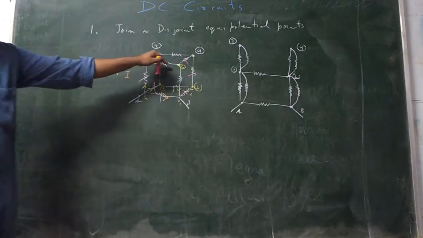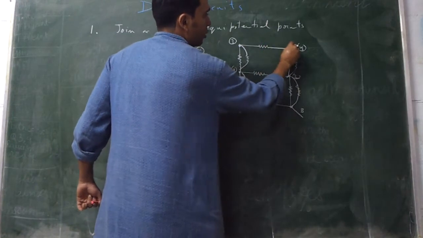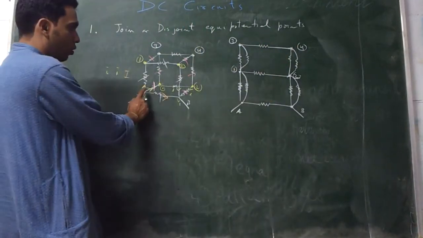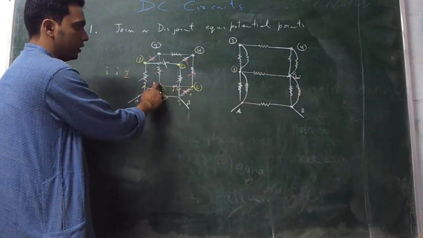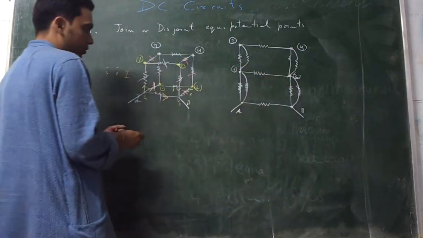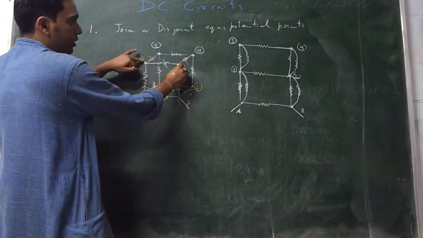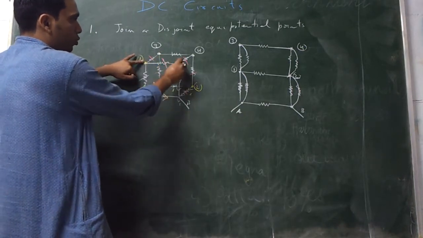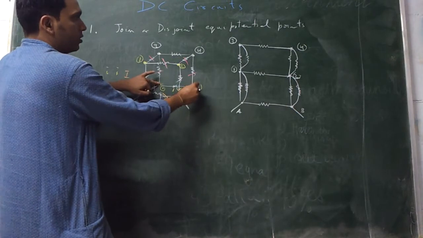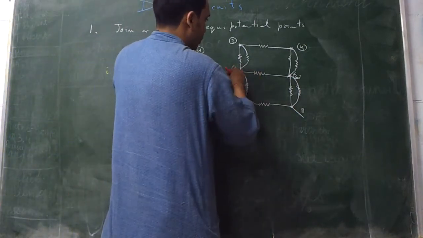Okay. 3 and 4 is joined by one resistance. 1 to 2, this resistance we have not drawn yet. So from 1 to 2 there is one more resistance. This was 1 to 2, one resistance drawn. And 1 to 2 there is one more resistance. We will draw that.